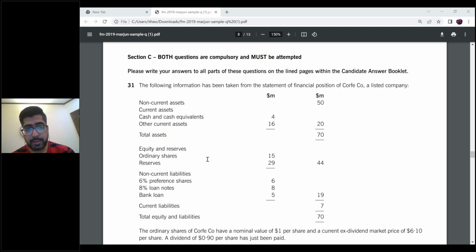Okay, now let's just read the question, and I will attempt this question as per the technique which was just taught to you. Two steps I have told you: first finding the question requirement, and then finding the variables. Okay, let's start.